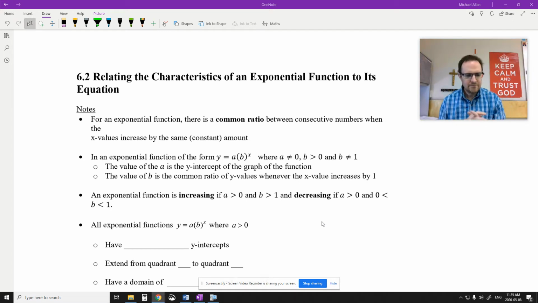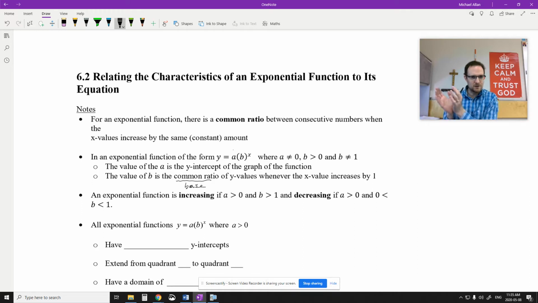Okay. So when we write an exponential out, we usually write it in the form a, which is my coefficient, times b, which is my base, to the power of x. And so sometimes the b is called the common ratio. Sometimes it's called the base of the function. It's what you're multiplying by each time when the x value goes up by one. Okay? It's always going to be what you multiply by if you're going up in one.